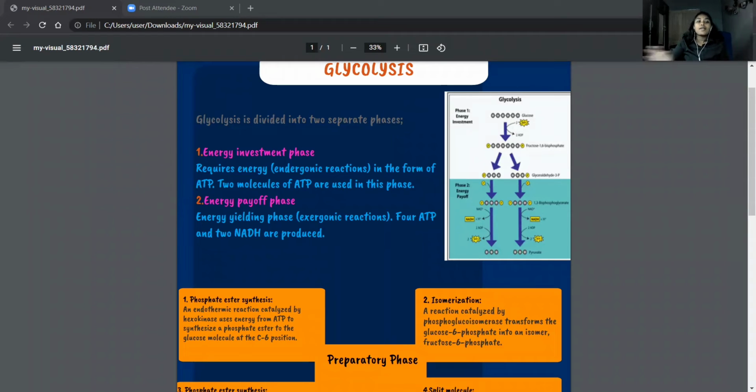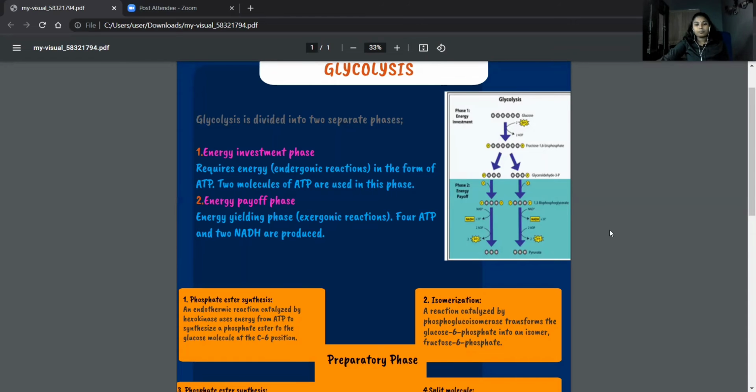We have the energy investment phase and the energy payoff phase. First of all, we're going to look at the energy investment phase. The energy investment phase requires energy, an endergonic reaction, in the form of ATP. 2 molecules of ATP are used in this phase. Secondly, the energy payoff phase, the energy yielding phase, is an exergonic reaction. 4 ATP and 2 NADH are produced.